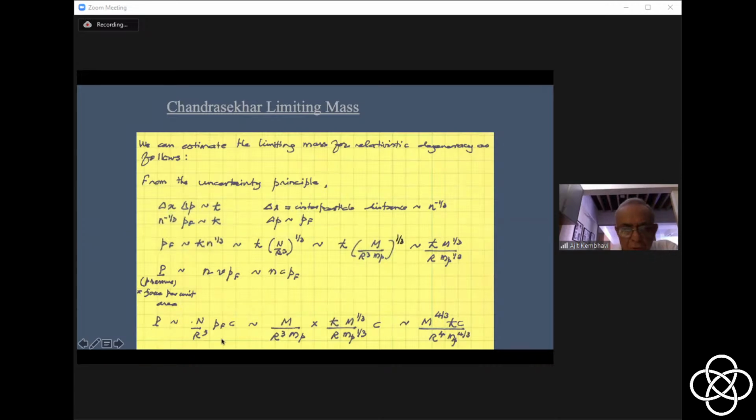So pressure is equal to the total number of particles N by r cube into pf c, and that is equal to, again as before, M by mp r cube into pf. We have got the value of pf here, which is h cross M to the 1 by 3 upon r into mp raised to 1 by 3 into c. And that comes to M to the 4 by 3 h cross c upon r to the 4 mp to the 4 by 3. So you see that we are slowly moving towards the combination of fundamental constants which occurs in the Chandrasekhar mass.